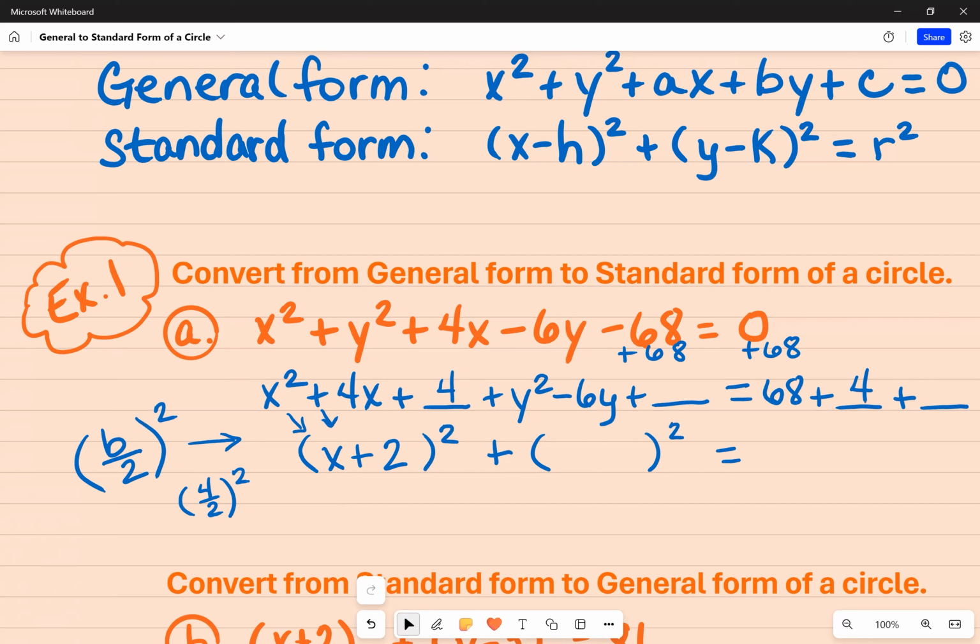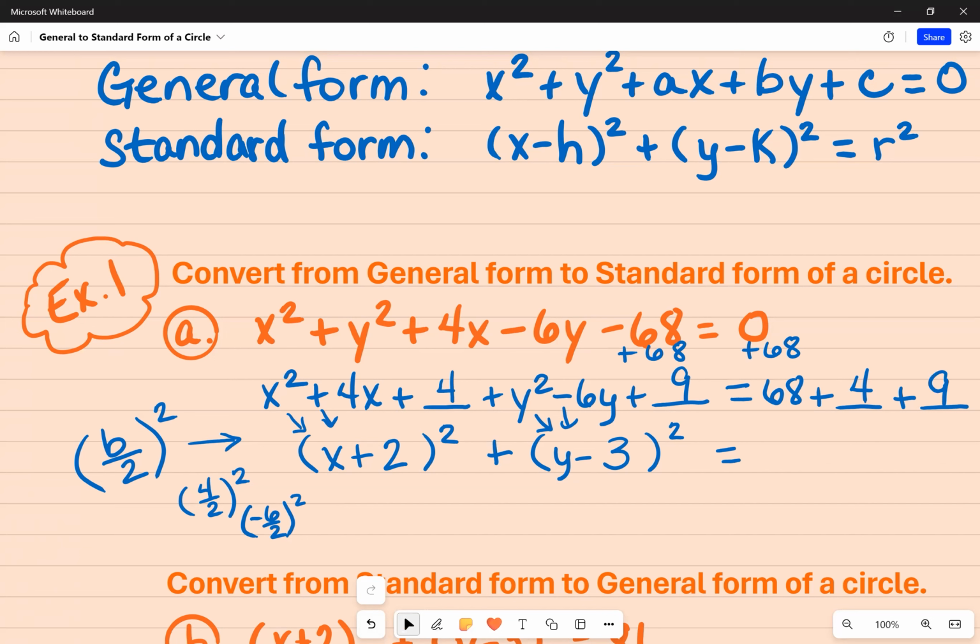Now I'm going to do the same thing for y. I have to locate my b value, which is going to be negative 6. Include your sign. So I'm going to take y, take this sign, minus, and this time I have negative 6 divided by 2, which is negative 3. And then we're going to square that. Anytime I square a negative number, it's always going to be positive. So negative 3 squared is 9. What I do to one side, I do to the other.